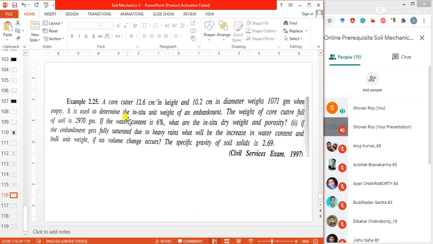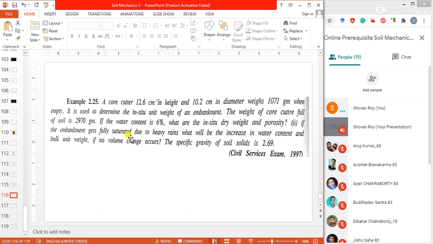It is used to determine the in situ unit weight of an embankment. Embankment is a deposition of soil. The weight of the core cutter full of soil is 2970 gram. If the water content is 6%, what are the in situ dry unit weight and porosity?